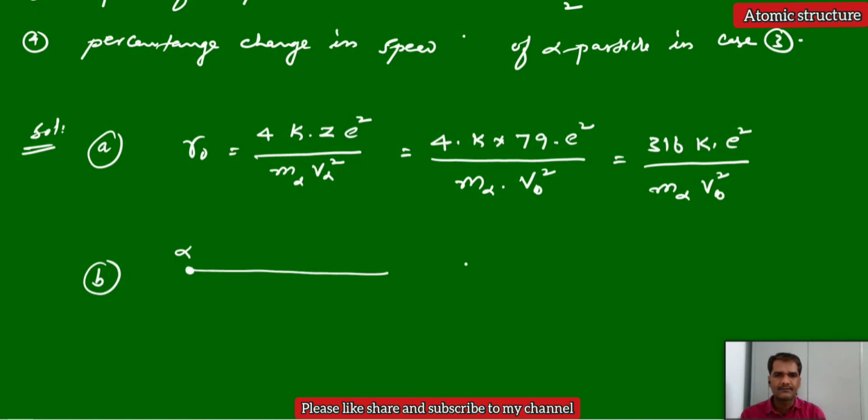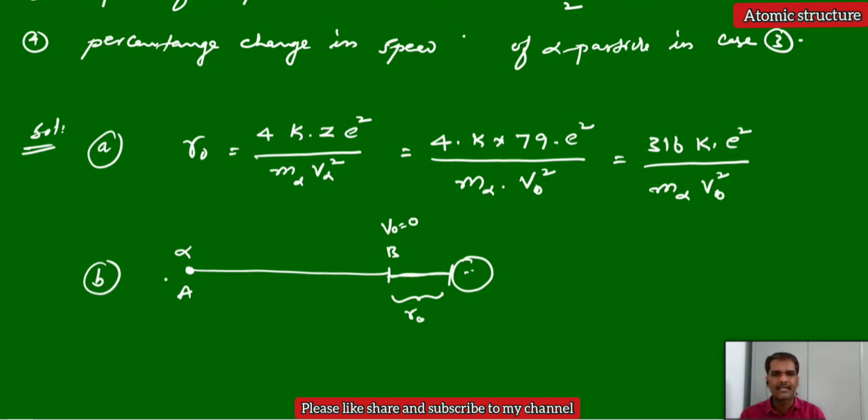Let us assume here the gold atom. This is the distance of closest approach, let us say this is the r naught value. At this point, let us assume this is point A and this is point B. We know that at point B the velocity of the alpha particle is equal to 0.